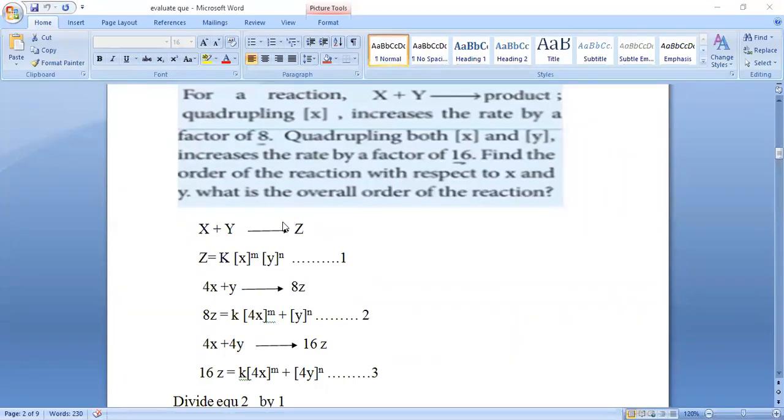For that we are going to write the rate. So rate Z is equal to k into, what are the reactants? X and Y. So X power m, Y power n. Next, what they are telling: increases the rate by quadrupling X. Quadrupling means we need to increase the number by 4. So 4X plus Y gives 8Z. The rate is given as Z, so 8Z. We need to write that rate on the left-hand side. So 8Z is equal to k into 4X power m, Y power n.